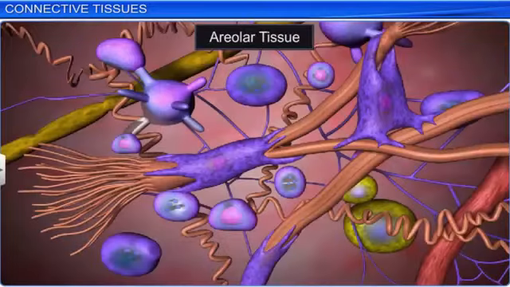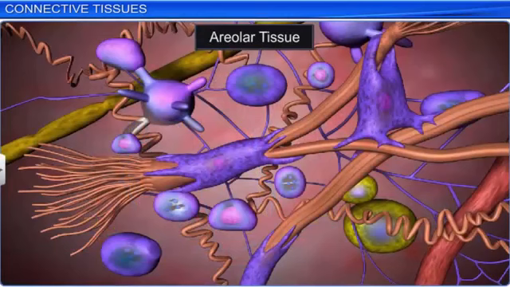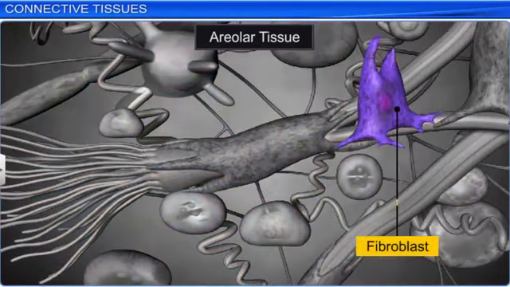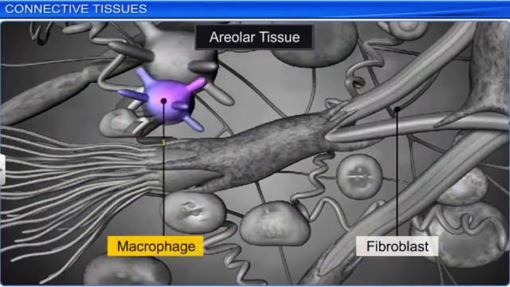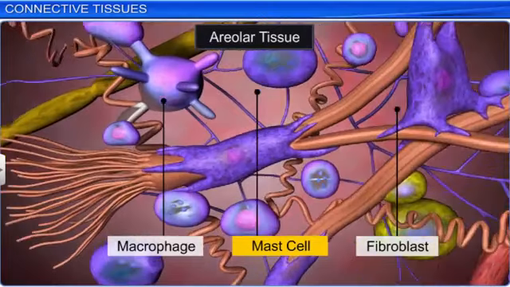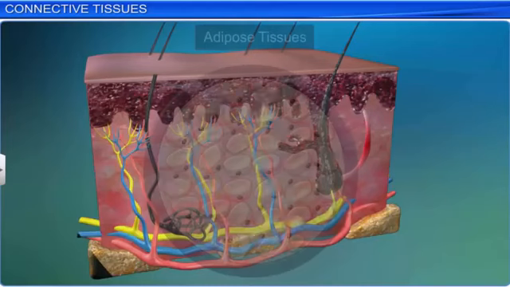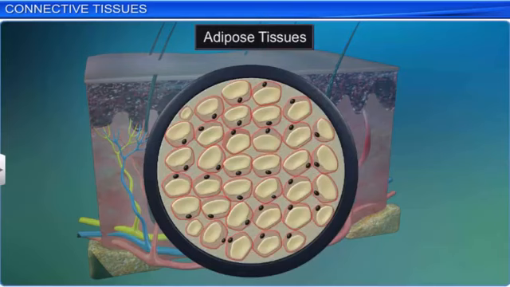Areolar tissue is found under the skin and consists of fibroblasts, macrophages, and mast cells. It helps keep the epithelial tissue in place. Similarly, adipose tissue is situated under the skin and is specialized to store fats.